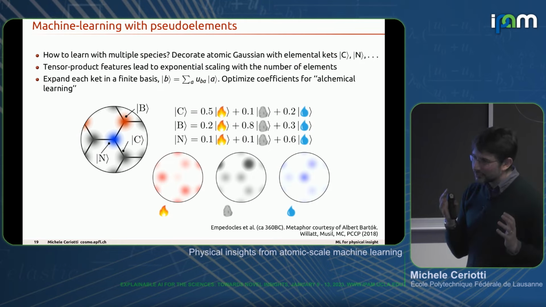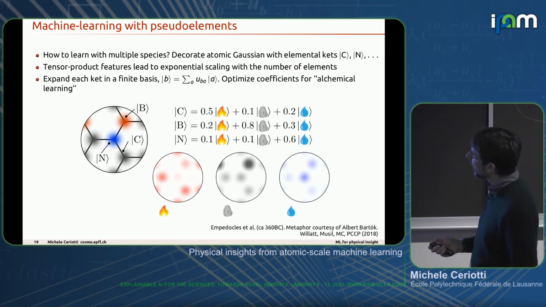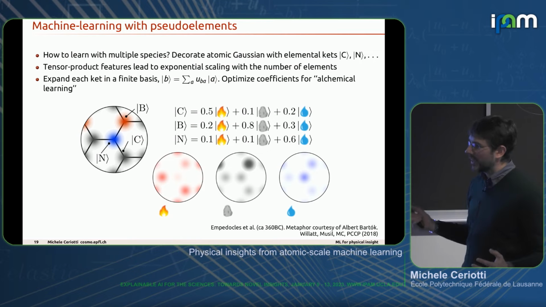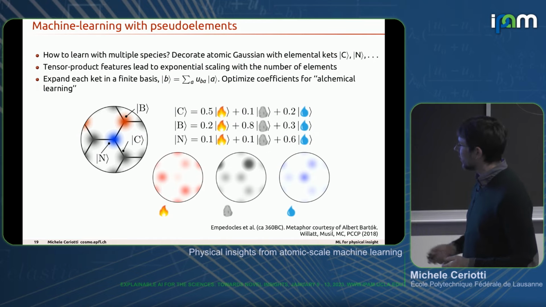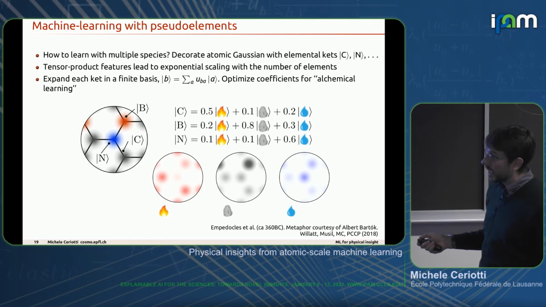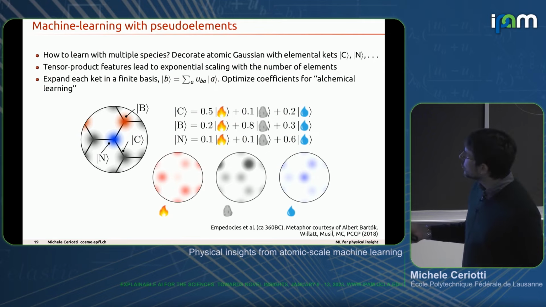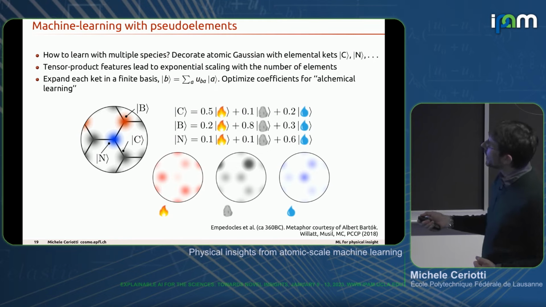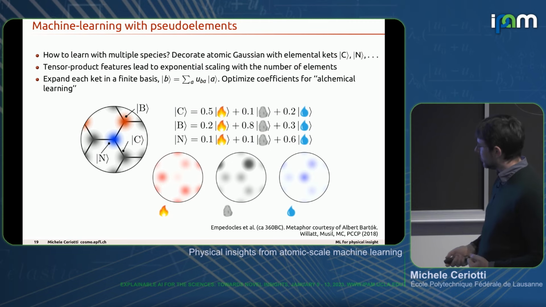And basically what we are doing is very similar to the idea of saying, okay, rather than learning the behavior of carbon, boron, and nitrogen, I will learn the behavior of a small number of chemical archetypes, fire, stone, water, and simultaneously learn the composition of the real elements on this basis of archetypal pseudo-elements. So basically this means that there is this matrix of alchemical weights that tell me what is the composition of carbon in terms of fire and water and stone.